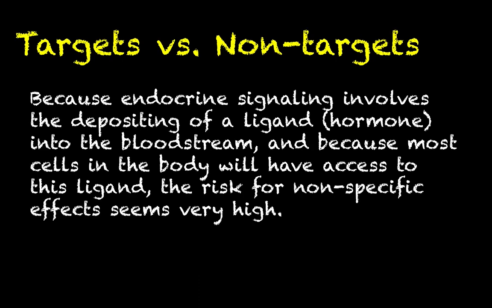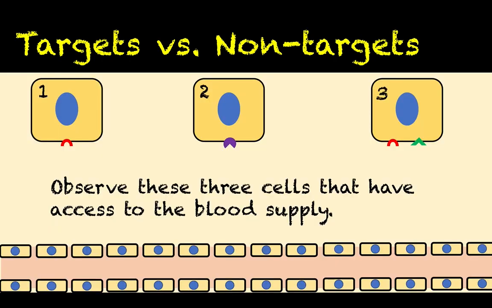For example, we understand that insulin is supposed to affect very specific parts of the body like adipose tissue, skeletal muscle, and the liver. But if we're secreting insulin into the bloodstream, that insulin is going to get distributed to the blood that's around the brain, the blood that's around the heart. So the question becomes, how do we ensure that the hormone that gets deposited into the blood only affects its intended targets? So in this illustration, we look at three different cells that exist in a tissue, and these three cells have access to the blood supply, which you can see is down here.